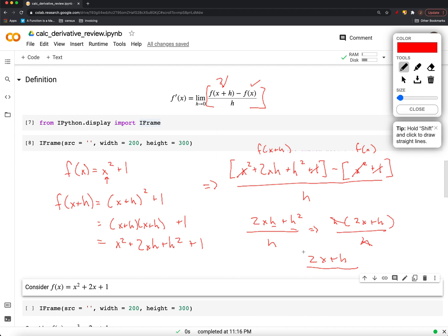Last thing is to evaluate this piece as h goes to 0. And for us, we're just going to look at this. Okay, well, if this were 0, we've got 2x. And the derivative of that function is equal to 2x. And if we were interested in the derivative at a point, now we have an expression that we can just substitute that in for and interpret it as the slope of the tangent line at that point.